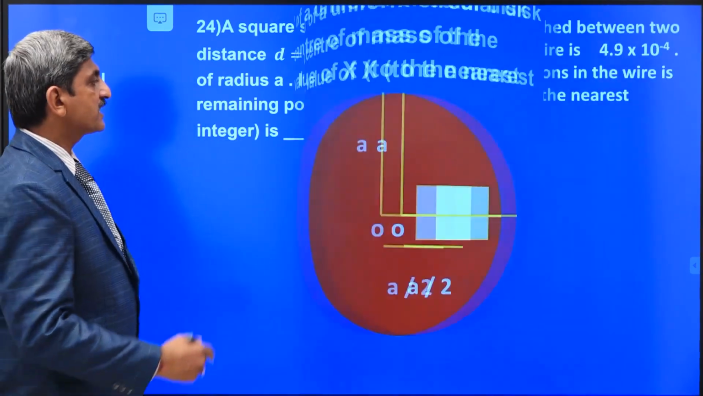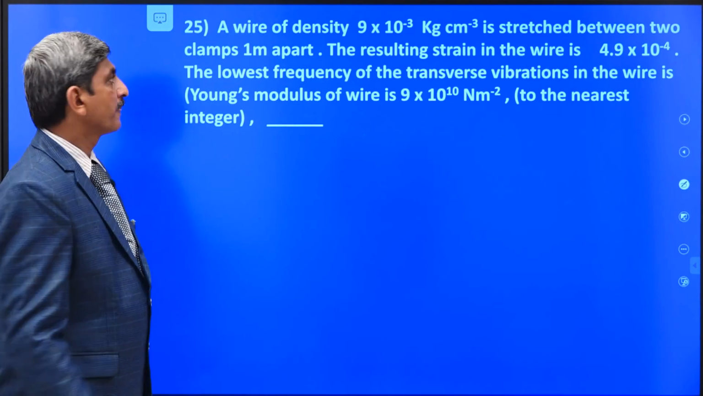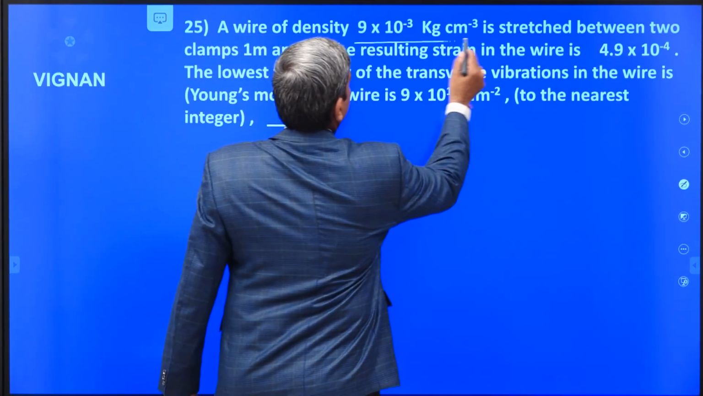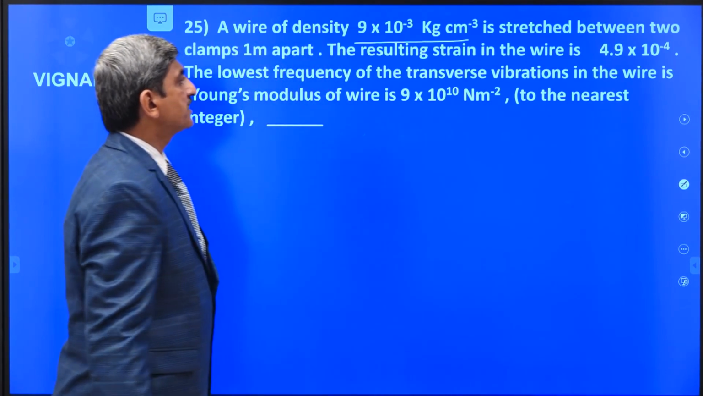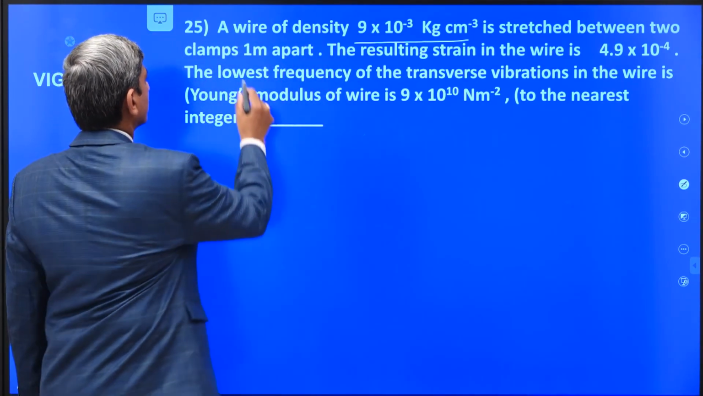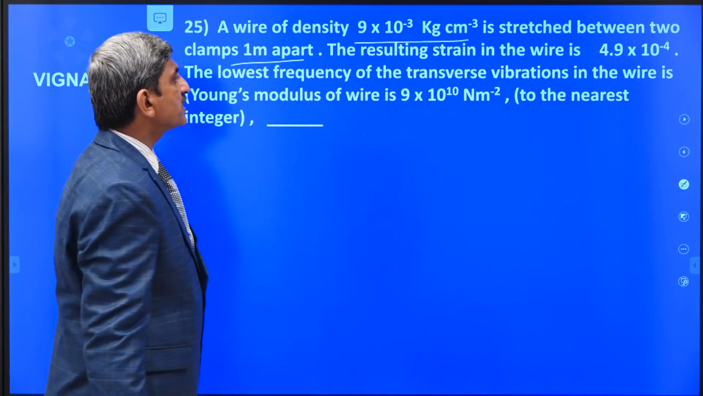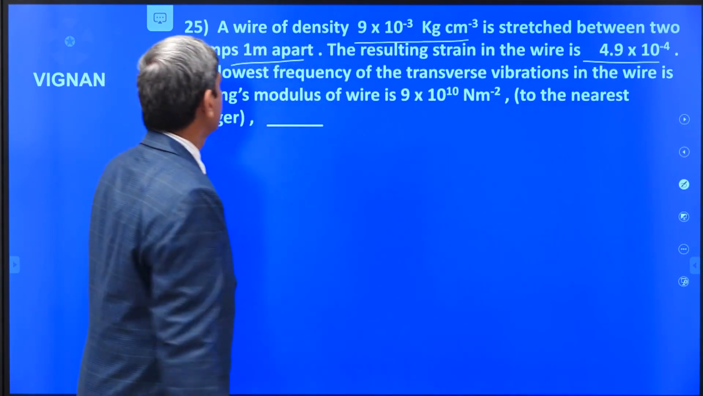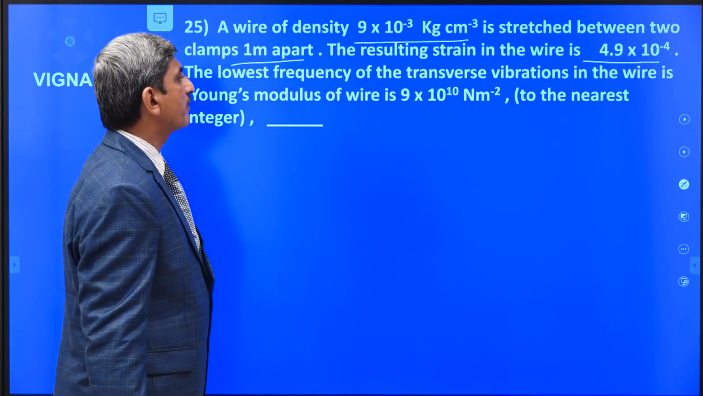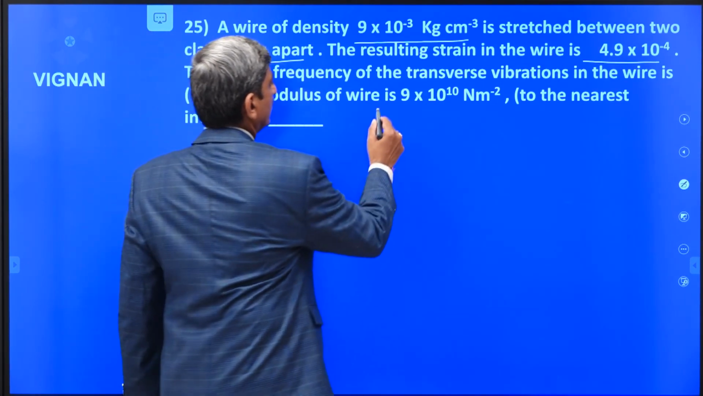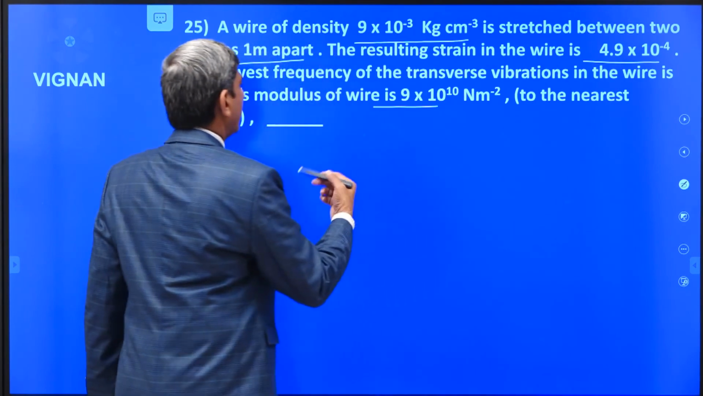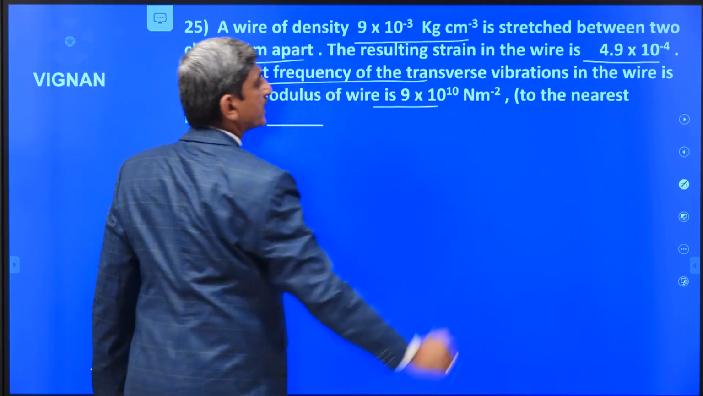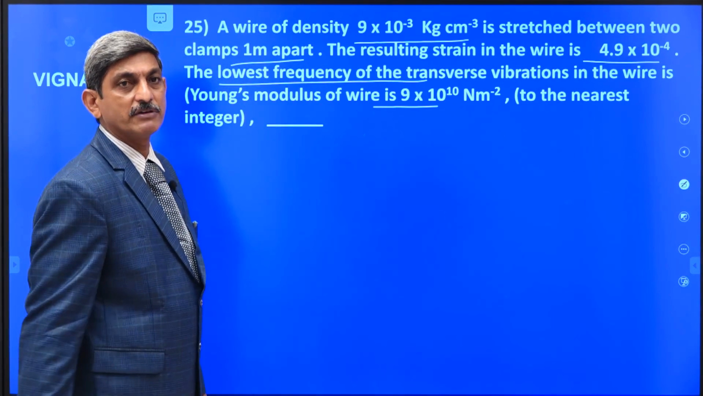So the next and last problem. A wire of density 9 into 10 to the power of minus 3 kg centimeter minus 3 is stretched between two clamps 1 meter apart. The resulting strain in the wire is 4.9 into 10 to the power of minus 4. The lowest frequency of the transverse vibrations in the wire is dash. The Young's modulus is given, and we want to find out the lowest frequency of the transverse vibrations, which is nothing but the fundamental frequency.